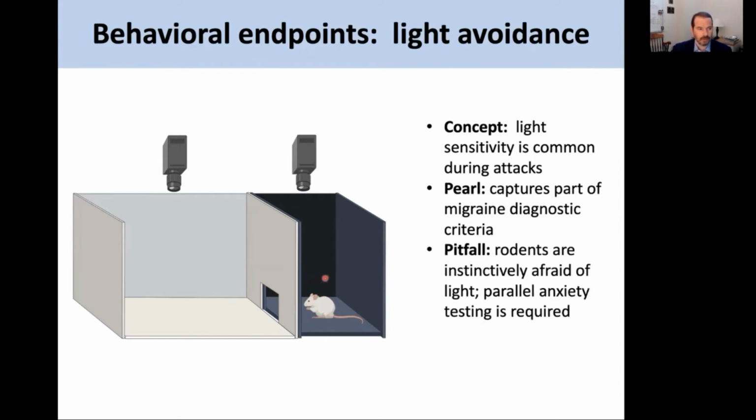The pitfall here is that rodents are instinctively afraid of light. And so this becomes a bit of a tricky measure, because if the animals are avoiding light because they're anxious about light, and at the end of the day, rodents are prey, and so they are anxious about being seen by predators, these animals might be avoiding light because they're anxious about the light. So again, you might need to do parallel anxiety testing to determine whether or not the animals are avoiding light for anxiety about being seen, or whether they're avoiding light because the light hurts.